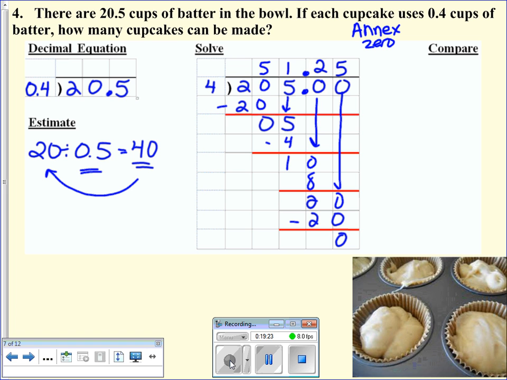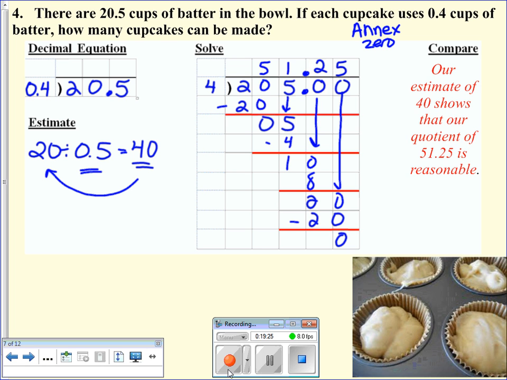So let's compare. Our estimate of 40 shows that our quotient of 51 and 25/100 is reasonable. They're both in the tens family. I would much rather have 50 cupcakes than 40 cupcakes. But I know my decimal's not in the wrong spot. If I had 500 cupcakes versus 40 in my estimate, then that would be a red flag. Then I've got a decimal in the wrong spot, or I estimated wrong, and I should go back and check my work. But at least they're both in the tens family.